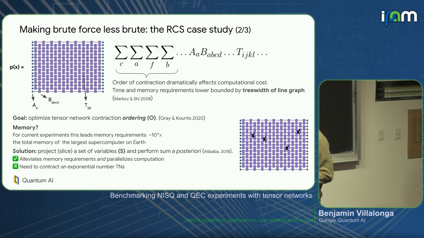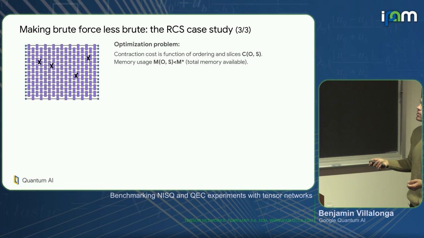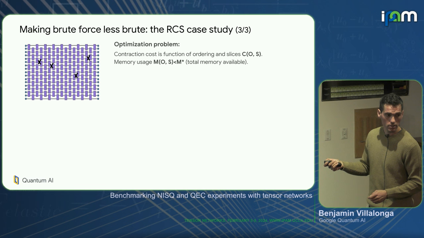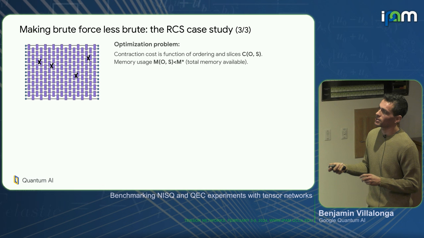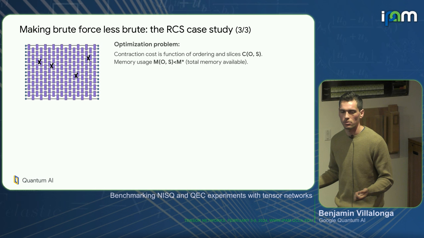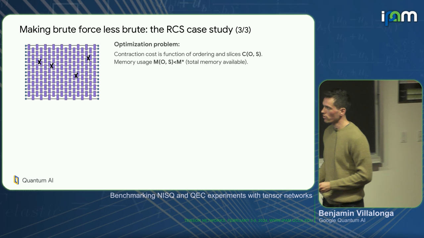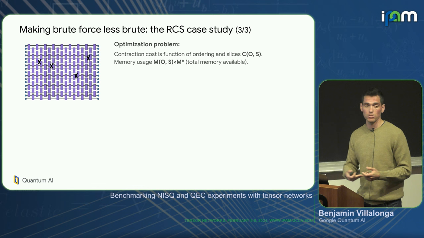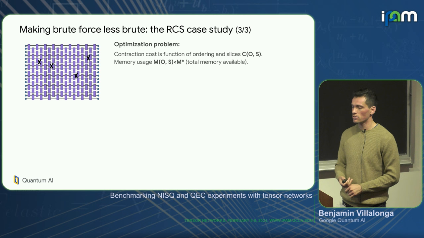So let's formalize this optimization problem. We have a tensor network where we have chosen an ordering that we call big O. And for a given slice set, which we call S, we have a cost. This cost can be anything we want. In particular, it's very useful to consider the total number of multiplications and additions that you have to perform in the whole computation, so the number of flops. You might want to use other more realistic costs for, say, the time to solution in your machine, accounting not only for multiplications and additions, but also memory access, for example.